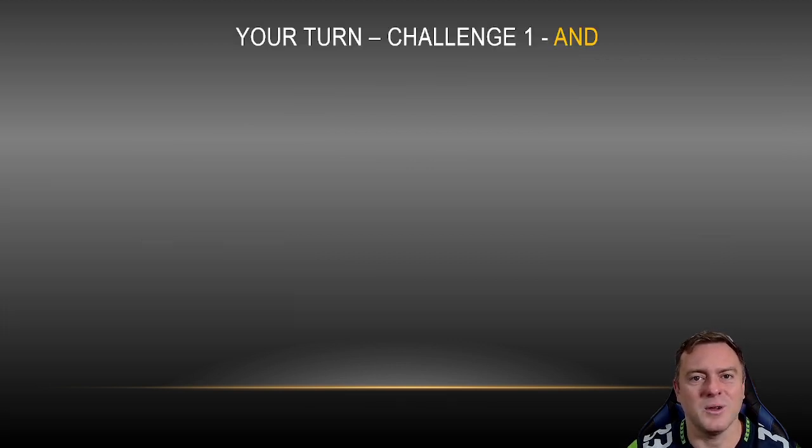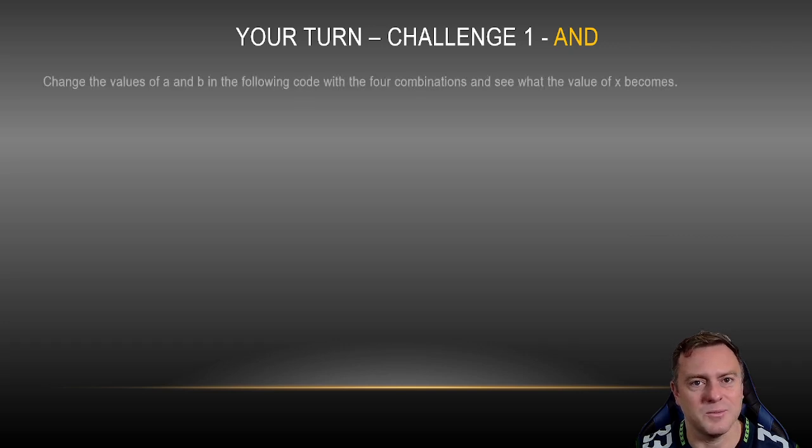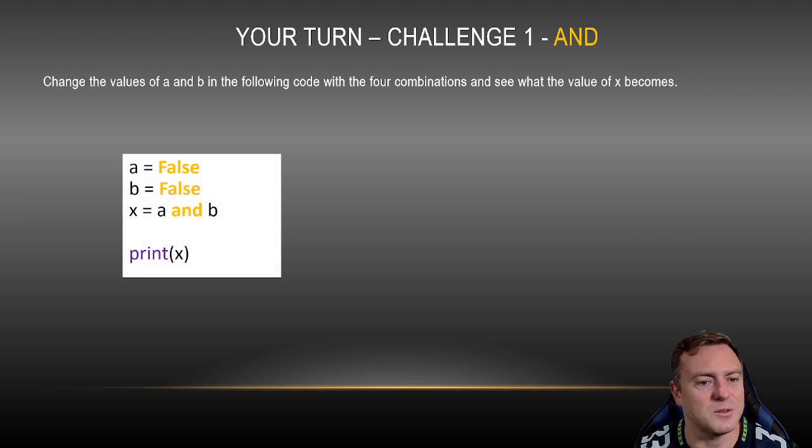So your turn. We're going to try and do the AND challenge first. What's going to happen is you're going to change the values of A and B in the following code and try all 4 combinations to see what the value of X becomes. So we're going to set A is equal to false, B is equal to false initially, and then try all 4 different combinations. So we're going to try X is equal to A and B, and then print out X to see what happens. So just pause the video and have a go.